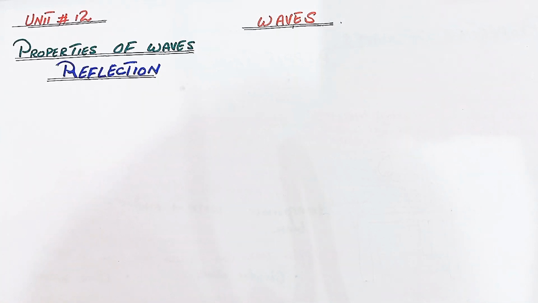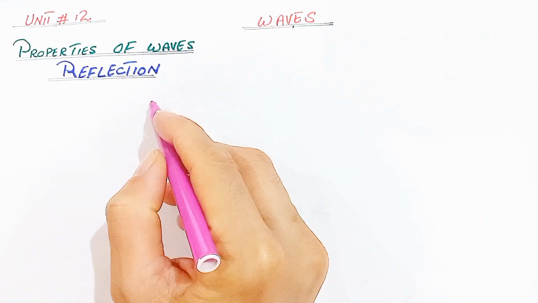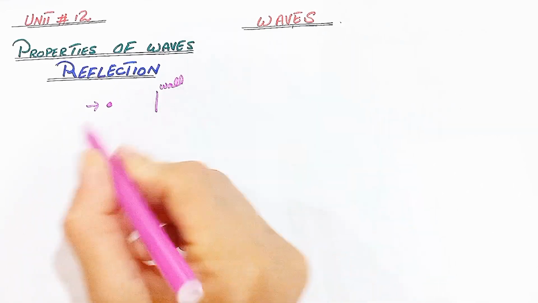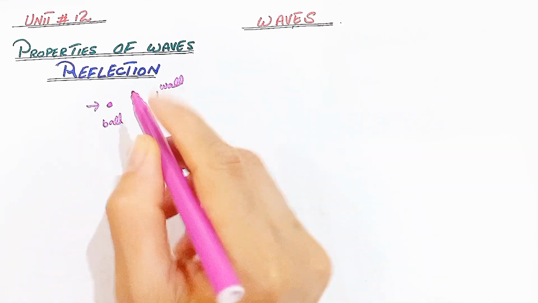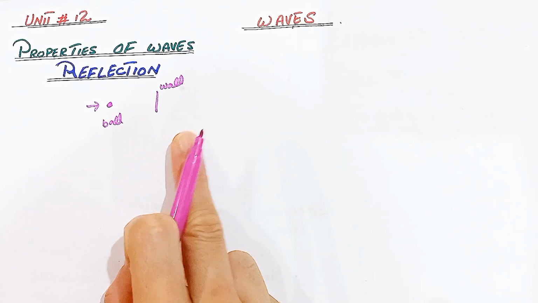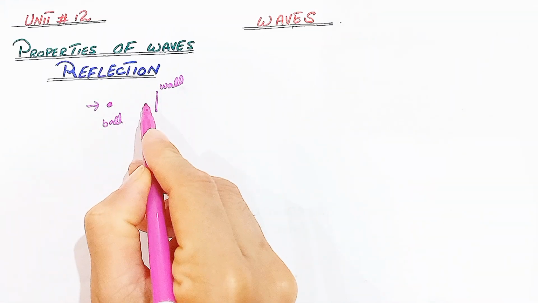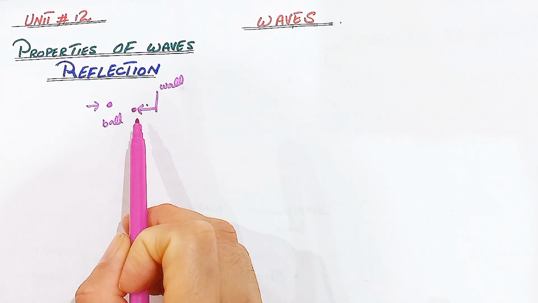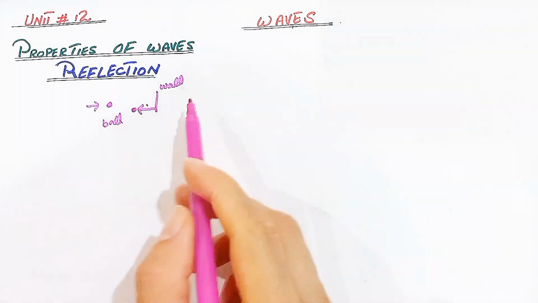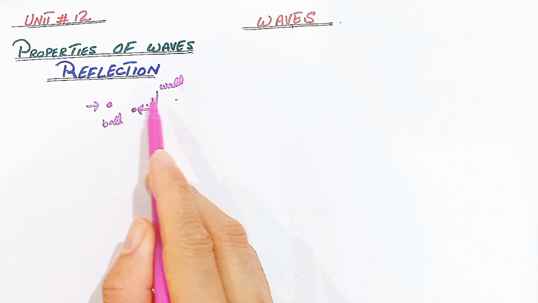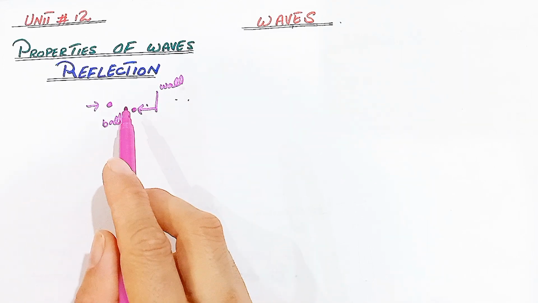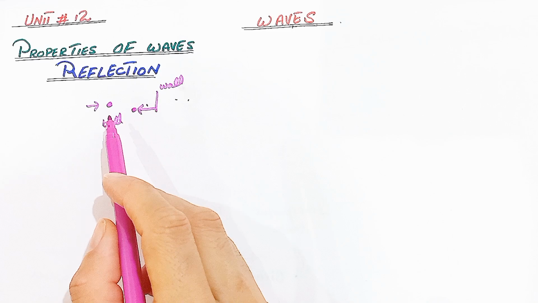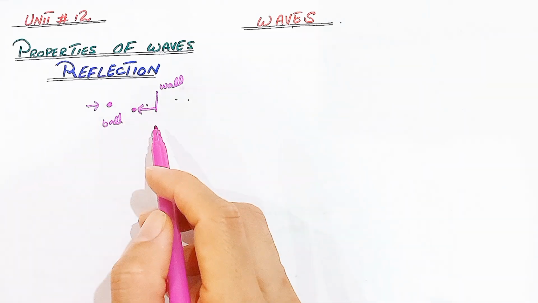Now imagine you are playing with a cricket ball. When you throw a ball toward the wall, this is the wall and this is the ball. When the ball is moving toward a wall, what happens? The ball comes back. When the ball hits the wall, it comes back, because the wall does not allow the ball to pass through it. So the ball bounces back. That bouncing back of the ball behaves like a reflection of the wave.